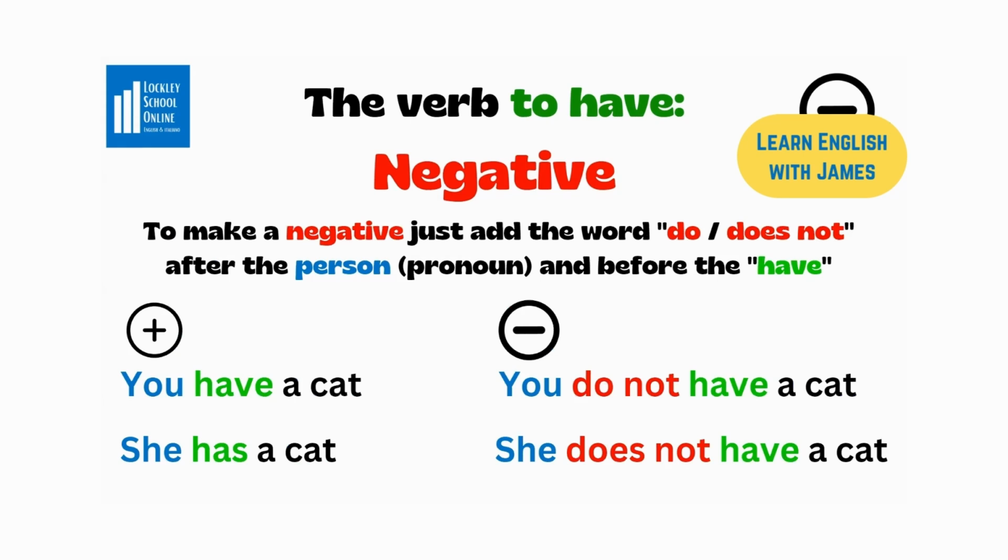So to make a negative, we just add the word do or does not after the person, the pronoun in blue, and before the verb to have. So you have a cat becomes you do not have a cat. And she has a cat becomes she does not have a cat. We only have those two options, the do not or does not.